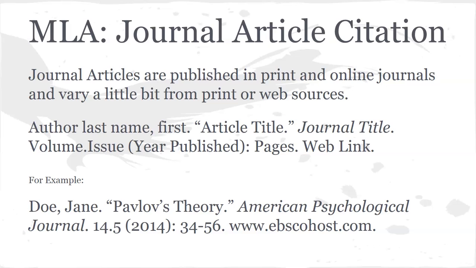So here's my example. I have Jane Doe, so I have my author, Doe, Jane. I have the article title, "Pavlov's Theory," in quotation marks. I have my journal title in italics, American Psychological Journal. Then you can see here I have my volume and my issue. So 14 is my volume, period, 5 is my issue. I have the year published, which is 2014. Then I have a colon and my pages, 34 to 56. And then finally, where I found this source was ebscohost.com. So I have my link here. So it's not hard to cite a journal. There's just a little bit of different formatting. So just be sure to reference this if you end up using any journal articles for your citations.